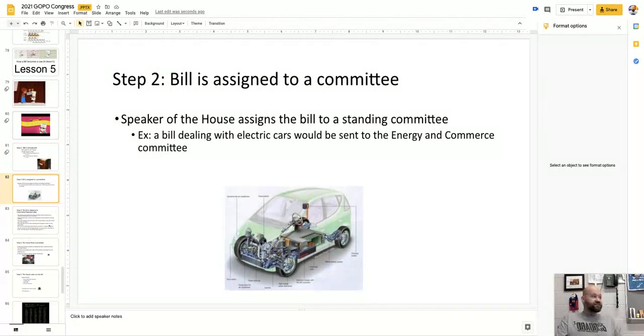And so once it's put in the hopper, it's going to be placed in a committee. And we're going to start here with a bill that starts in the House. So the Speaker of the House has a whole lot of power, and they determine what committee the bill goes to. And usually it's like a common sense place. And so we're going to talk about an electric car bill here. And so the Speaker of the House is going to put that in the Energy and Commerce Committee. Now, here's the thing. If the Speaker of the House does not like the bill, they cannot put it in any committee, and it dies.